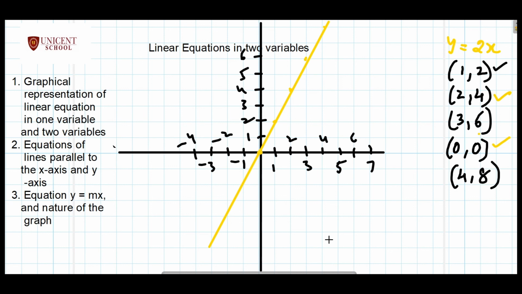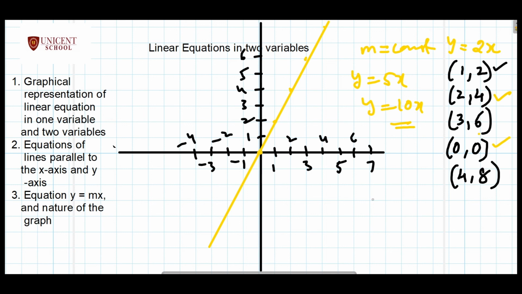So what is the nature of this line y equals 2x? It will always pass through the origin. m can be any constant. Here we have y equals 5x or y equals 10x. Anything it can be; it always passes through the origin.